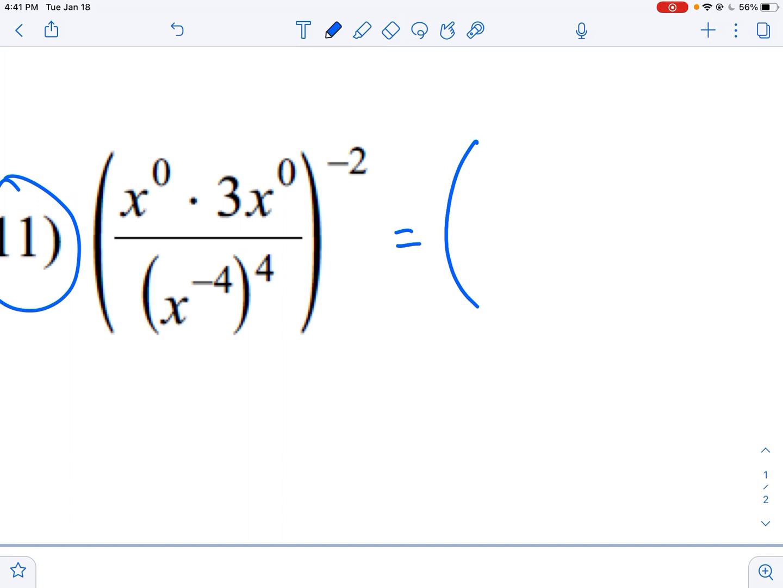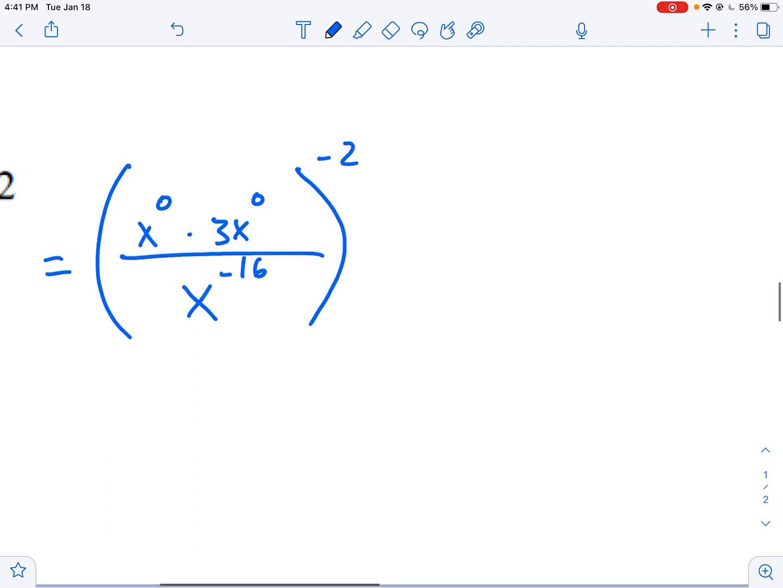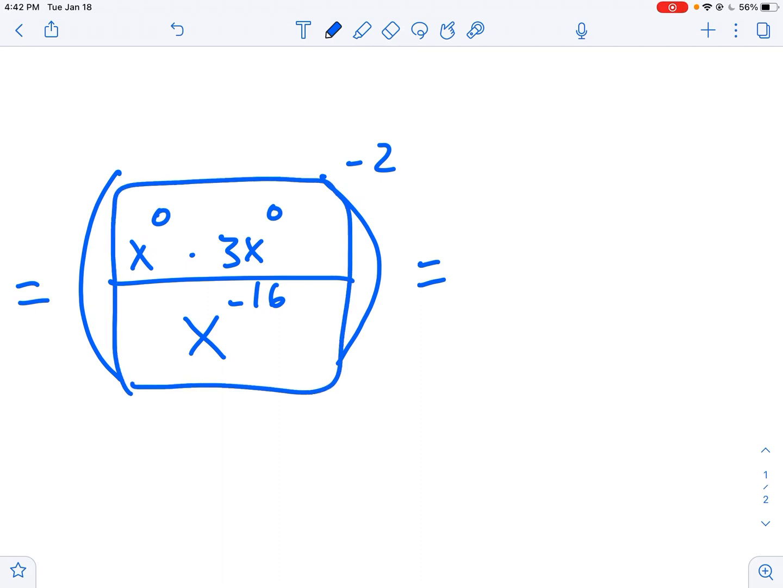So I'm going to have my big outside ones, and I got a negative 2 outside, I got x to the 0 times 3x to the 0, and then down underneath I have exponent to exponent, which means I need to times them together. So I'm going to have x to the negative 16 power, because negative 4 times 4 is negative 16. All right, so now I got this. Sweet. So now I want to work, again, inside out.